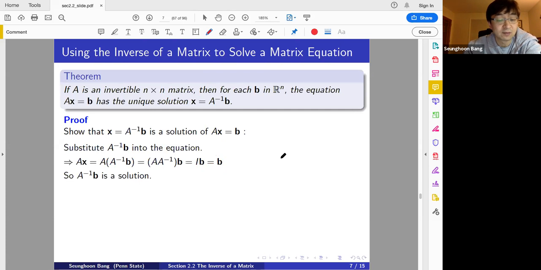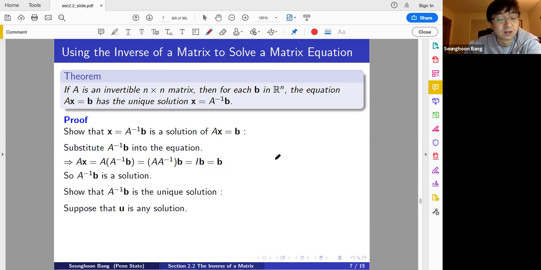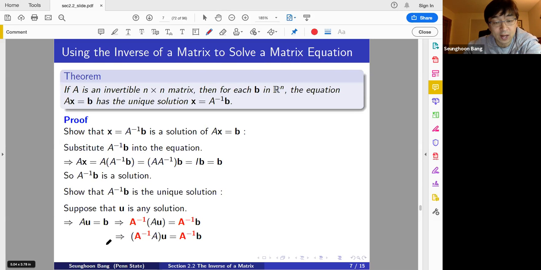So we know that. Next, is it the unique solution or not? Suppose that u is any solution of Ax equals B. What does it mean? You can plug u in here, so we have Au equals B. Next, multiply both sides by the inverse of A. So what happens?